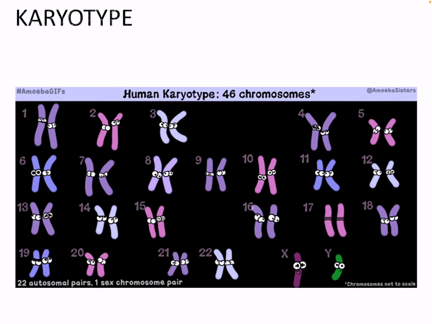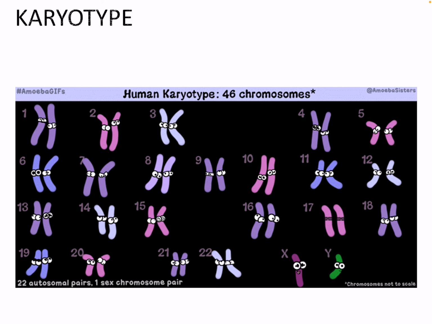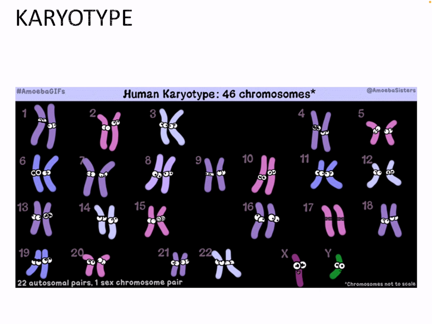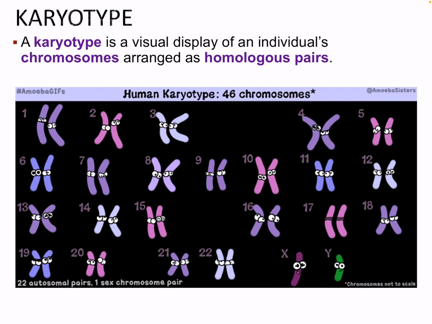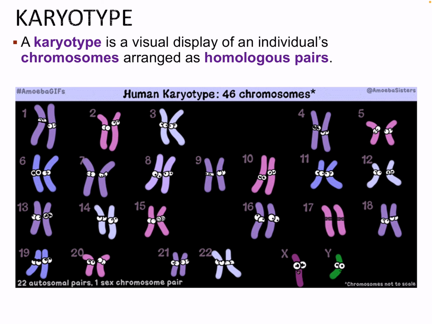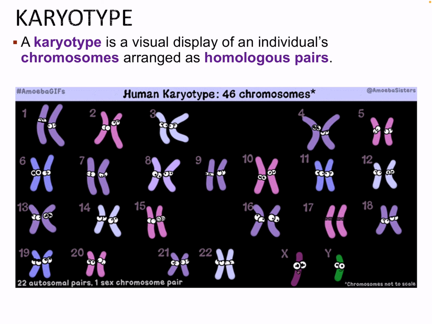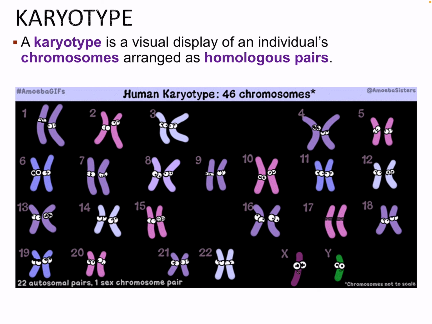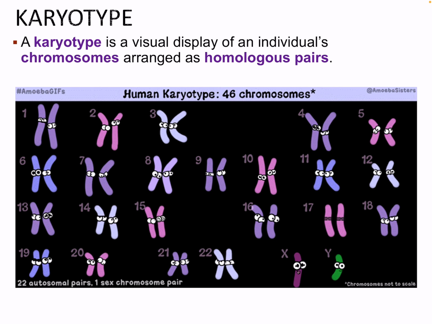So this is just a wee recap of a karyotype. If you remember, we talked about karyotypes when we were doing mutations back in Unit 1. A karyotype is a visual display or a picture of an individual's chromosomes, and they are arranged in homologous pairs, from the biggest pair, chromosome pair 1, down to the smallest pair, pair 22, and then the sex chromosomes, either an XY, as in this karyotype, or XX for a female.